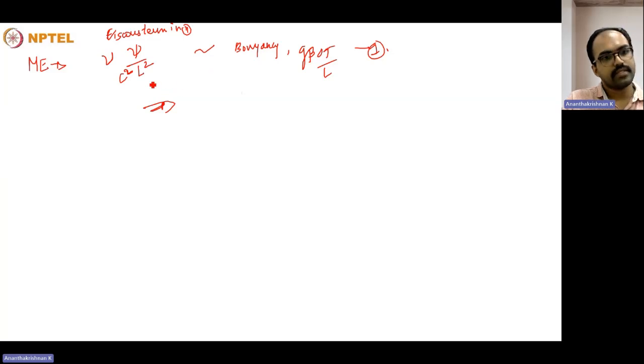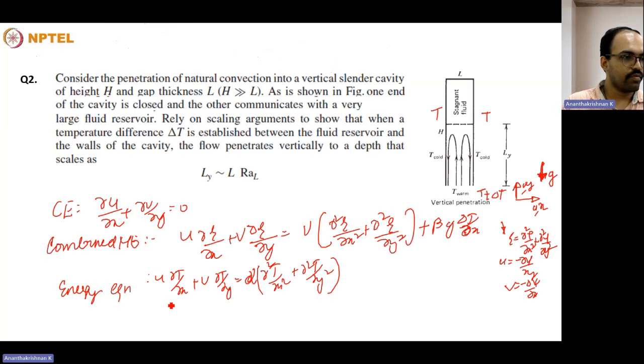Similar to the previous case, we need to have the scaling analysis for the energy equation. Scaling analysis is very straightforward. The x dimension is very small compared to y, so this is bigger compared to this.